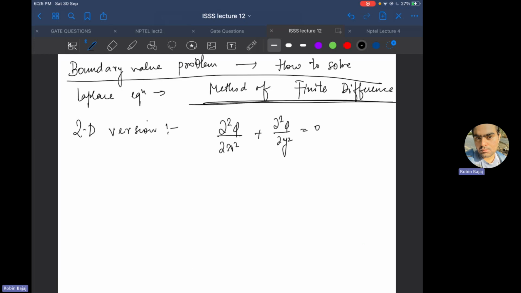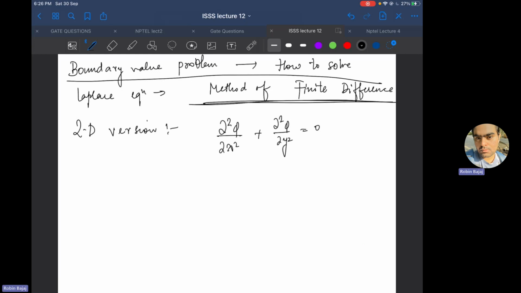Okay, so this is the 2D version of the Laplace equation. And now the method of finite differencing involves dividing the space into a grid of discrete points. Usually we use a uniform grid, but there are cases where you will end up using a very non-uniform grid depending on the requirements, right?